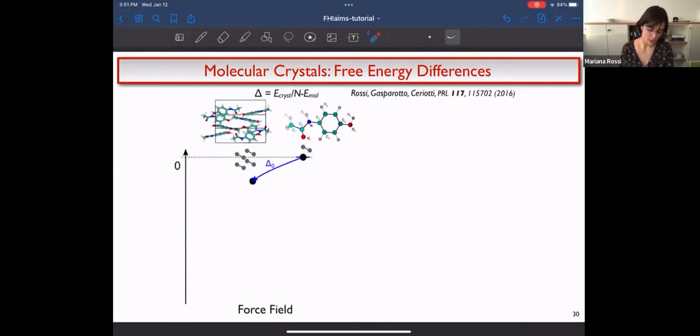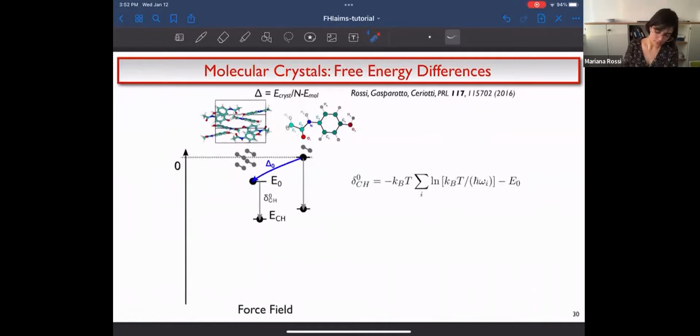Okay, so the way we started here is that we defined just the cohesive energy of the crystal. So you have your crystal, you have the unit cell, you divide by the number of molecules in the unit cell and you take away the energy of one molecule. So you define this first binding energy, if you like, of your crystal, right? And then you want to start adding terms that will make up your full free energy in the end.